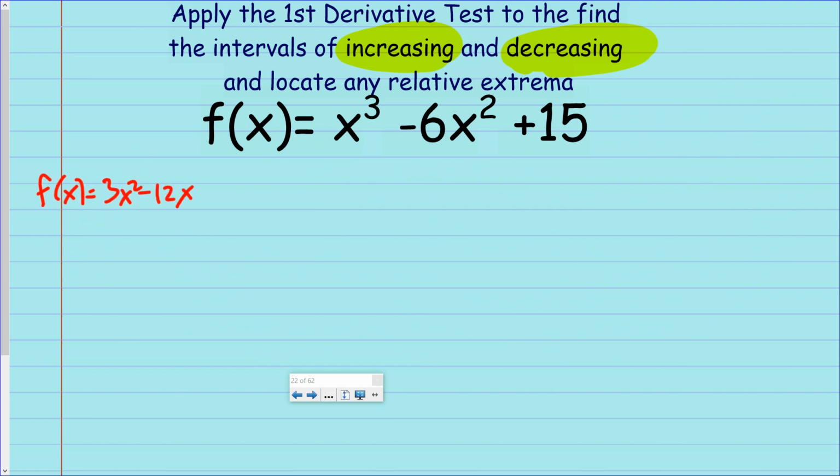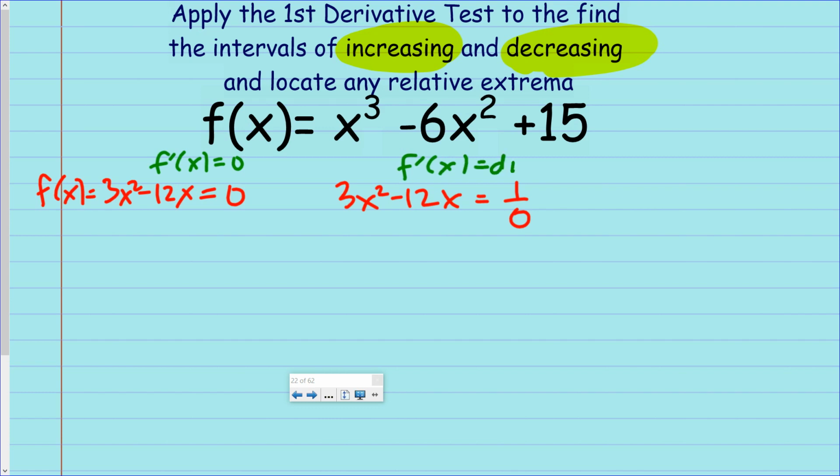Take the derivative. When you take the derivative, you're going to find your critical points. So you get 3x squared minus 12x, and you're going to set it equal to 0 or DNE. Is everybody good on why I'm setting it equal to 0 or DNE? I'm setting f prime equal to 0 or DNE. What points do I get? My critical points. I'm trying to find my relative max and min. They always occur at critical points.